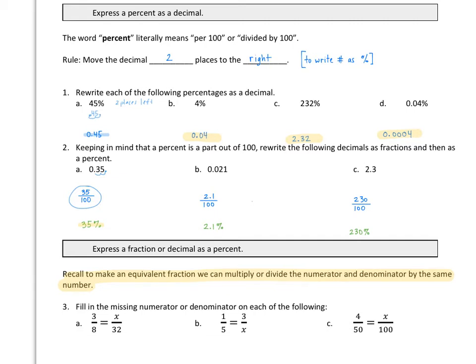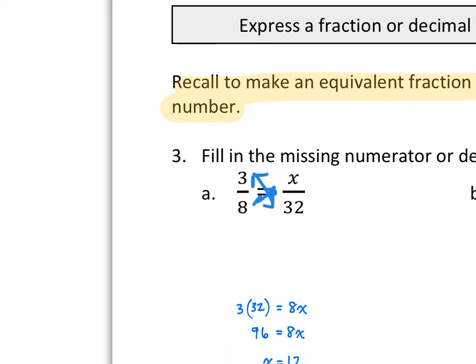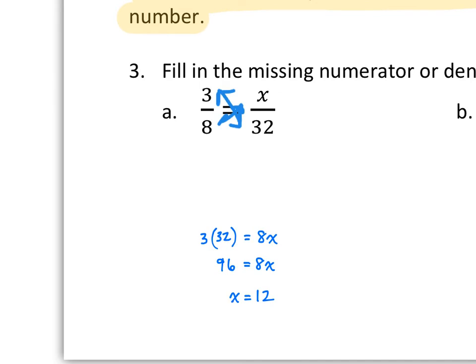If we look at number 3, we want to fill in the missing numerator and denominator on each of the following. Well, these are just proportions. Remember, with proportions, all we're going to do is cross multiply, right? So we cross multiply, and when we zoom in, we get 3 times 32 is equal to 8 times x. Now we just go through and solve this. We should get x equals 12. I want you to quickly finish B and C, cross multiply, and see what you get for the x values. This will lead us into actually finding equivalent fractions and percentages.